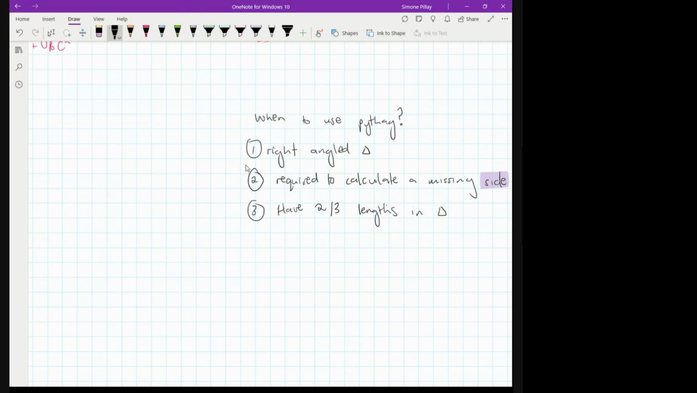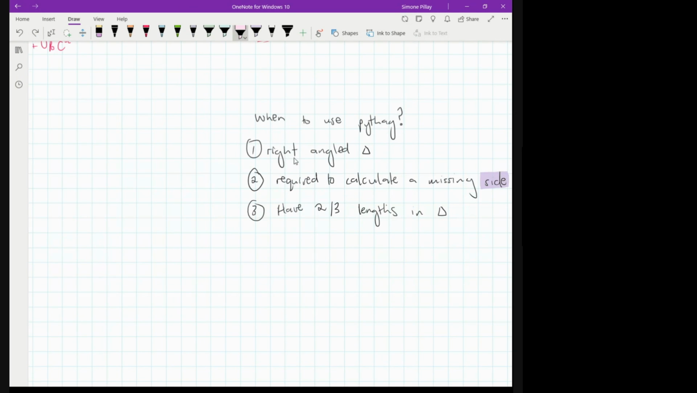Now, obviously, as you move up in the grades, these will slightly change because they'll ask you to use Pythagoras in the middle of other questions for other things. But for now, at your level, when you're just starting and getting used to it, if you don't know when to use Pythagoras, these are good steps to help you figure it out. You firstly need a right angle triangle. If you don't have a right angle triangle, you cannot use it.